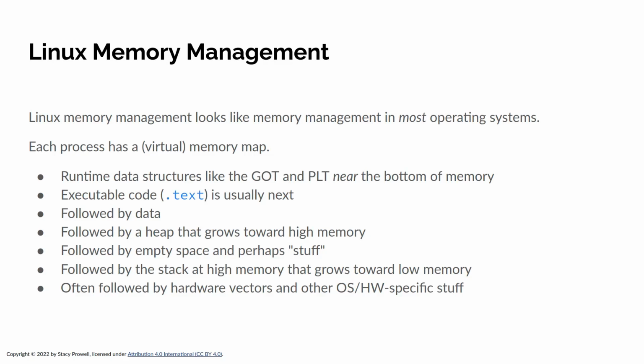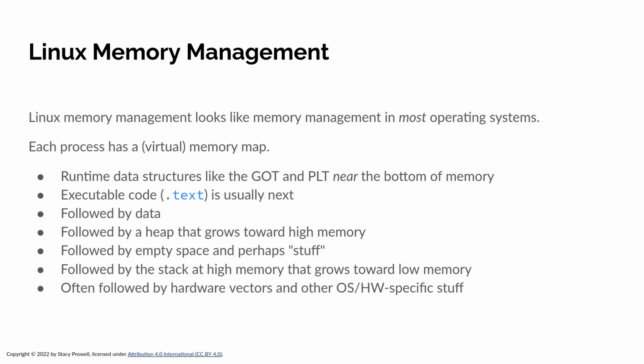Each process has a virtual memory map all to itself. So again, address 400 in my memory map can be distinct from address 400 in your memory map. It has runtime data structures like the GOT and the PLT, and those are usually near the bottom of memory, but not actually at the bottom because address 0 would be the null pointer. And it's not wasted memory because, again, virtual memory means that physical address 0 in DRAM could be somewhere in my address space, and I wouldn't know because of the virtual memory map.